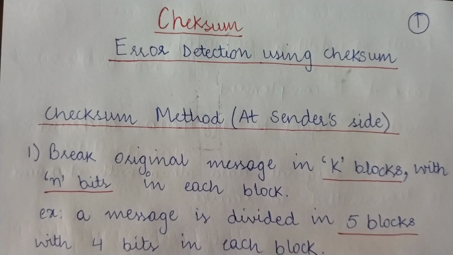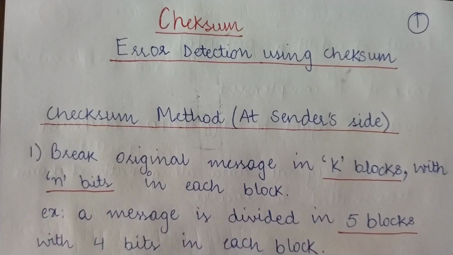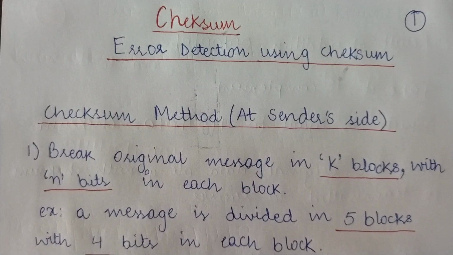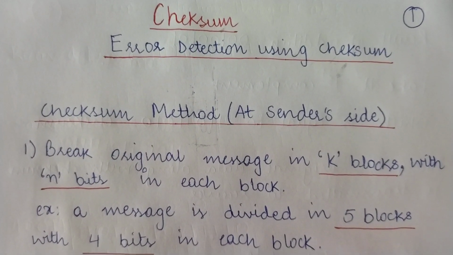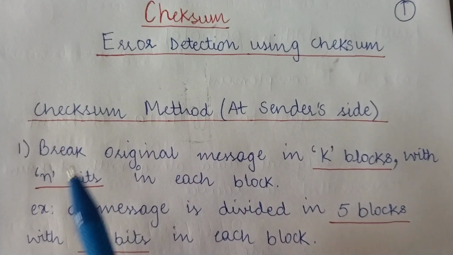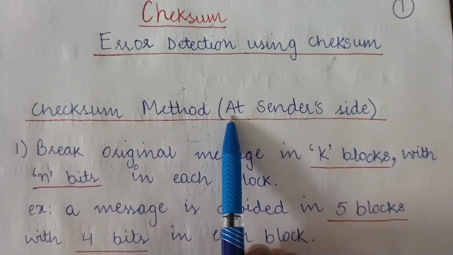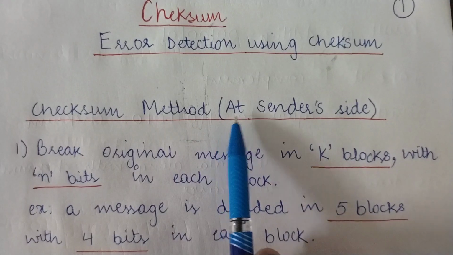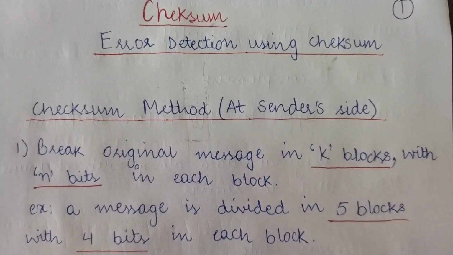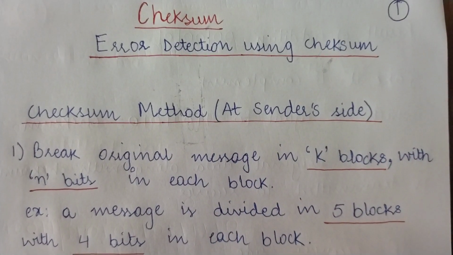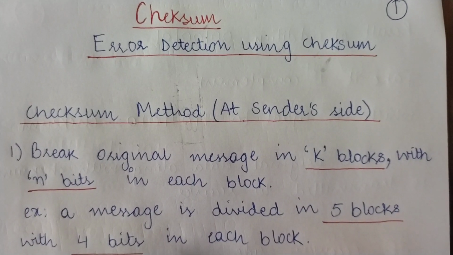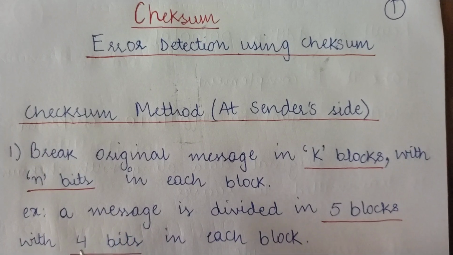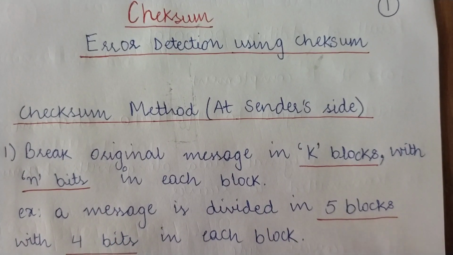Hi all the students, today we are going to study error detection using the checksum method. This is another method of detecting errors at the receiver's side. First we'll see how this method works at the sender side, and then the receiver's side also, just like we saw the CRC method at both the sender and the receiver side. We'll begin with the sender because it is the sender who initiates the transmission.